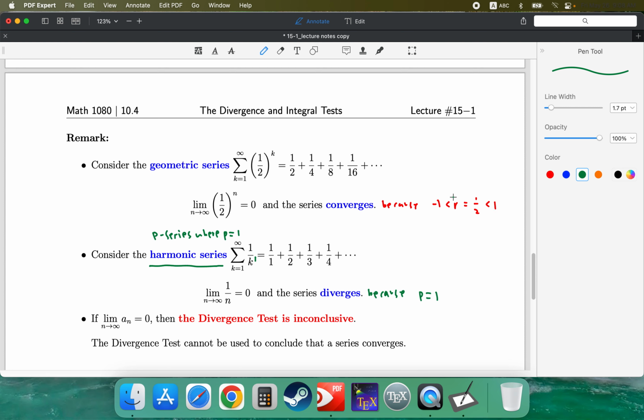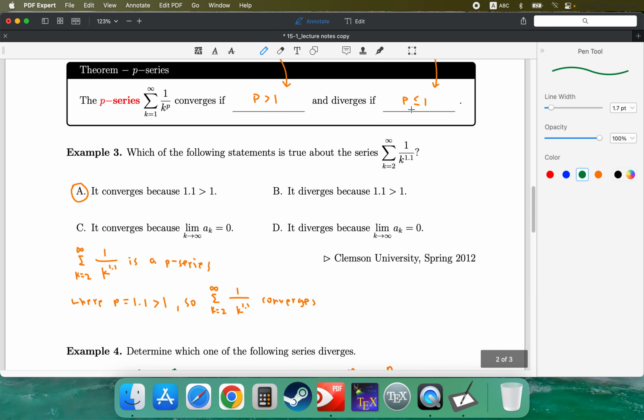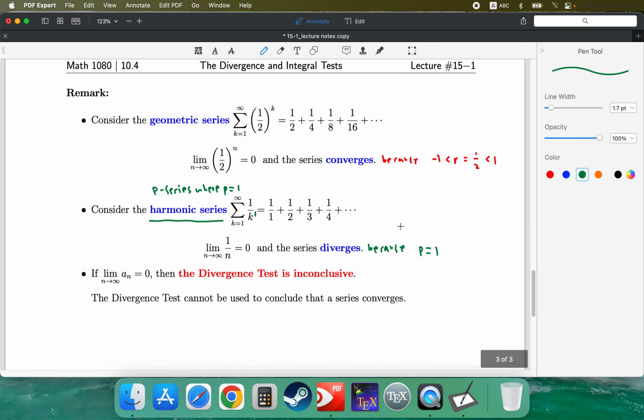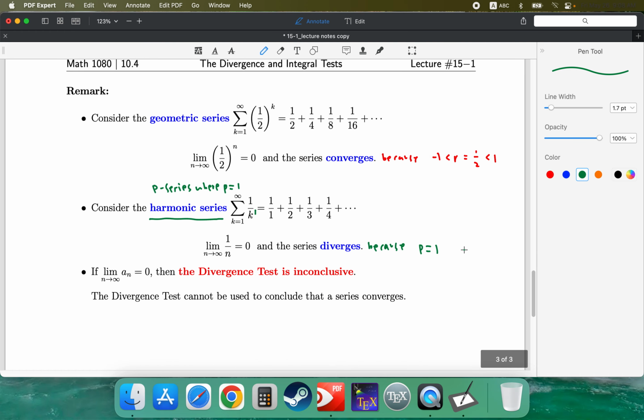Okay, so let's make a quick review here. You see that if P is less than or equal to 1, then the P series will diverge. So right here, because P equals 1, that means the series will diverge. And let's check the limit of the nth term. It turns out to be 0, because you divide 1 over a large number, it will be 0.